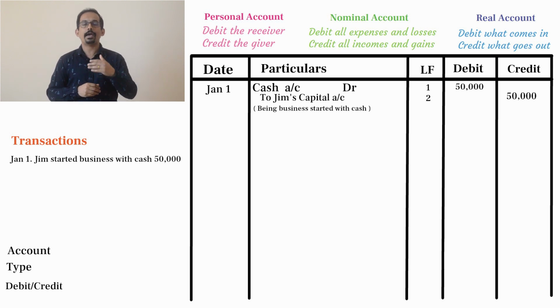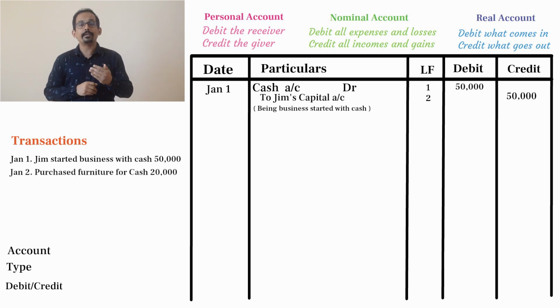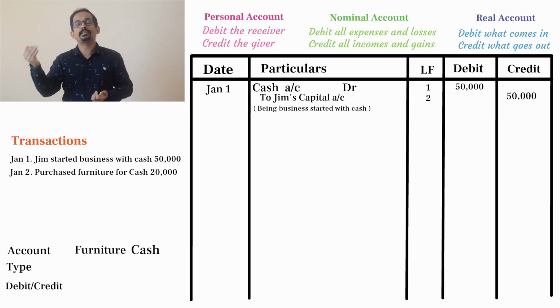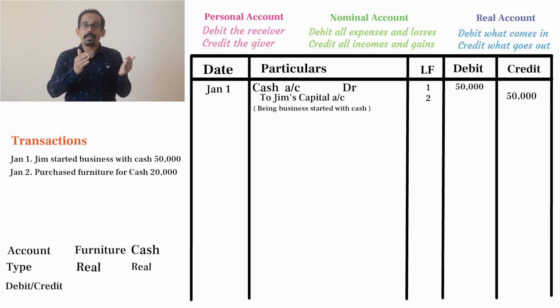Now let's take another example. January 2nd, purchased furniture for 20,000. So here, identification of accounts: furniture is one account and cash is another account. Furniture and cash are material assets of the company which fall under the real account category. So the rule that applies here is debit what comes in and credit what goes out, which is that of a real account.